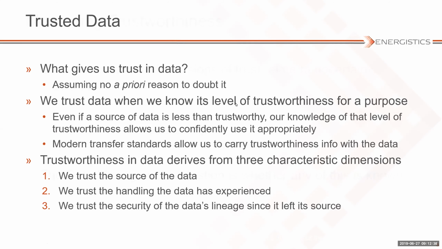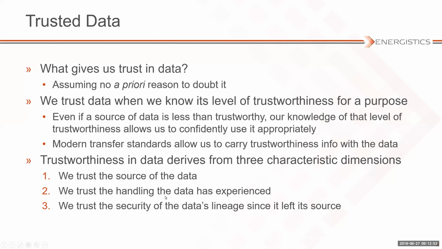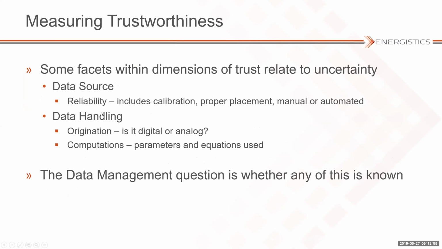So that's kind of a summary of what we talked about in the first talk. And to move into the details of this particular example, within these dimensions, in the previous talk, we actually cataloged a lot of facets inside those dimensions. And within the data source and data handling dimensions, several of those facets relate to uncertainty.